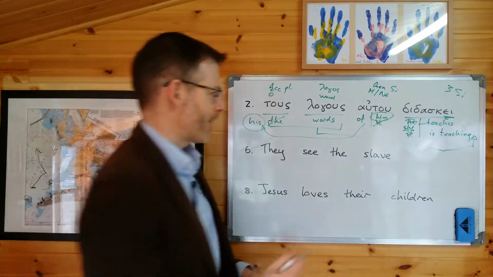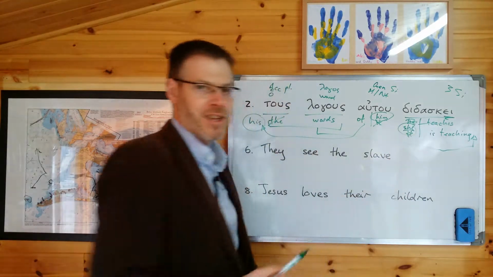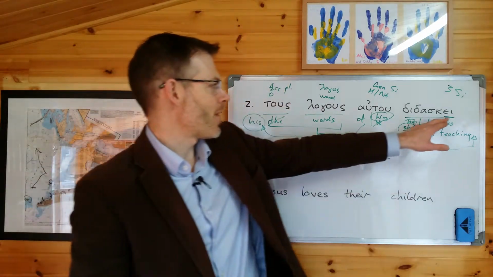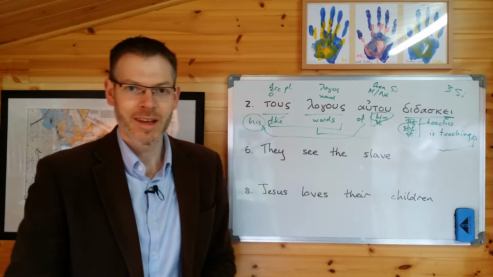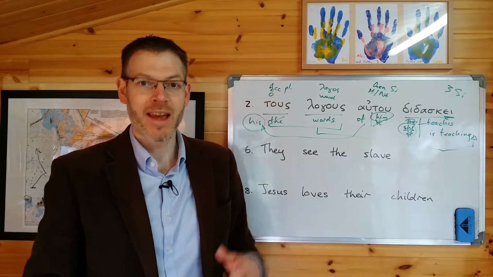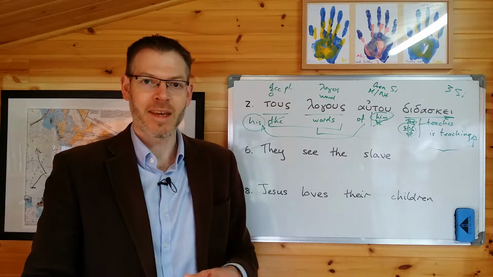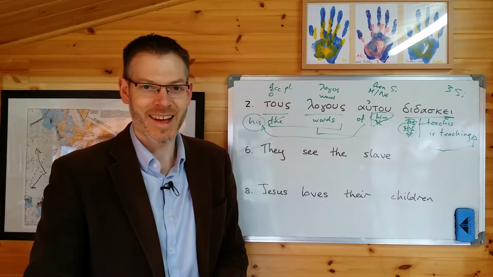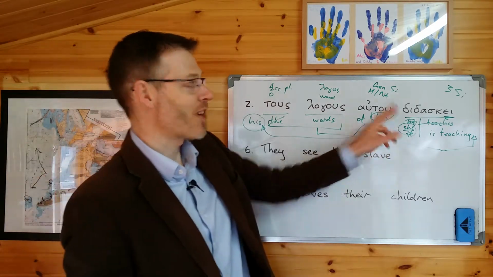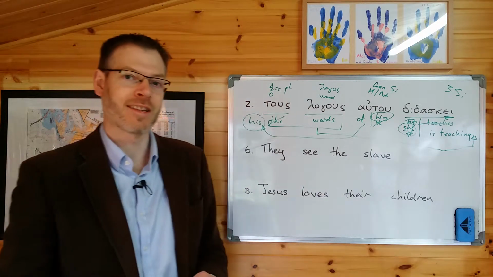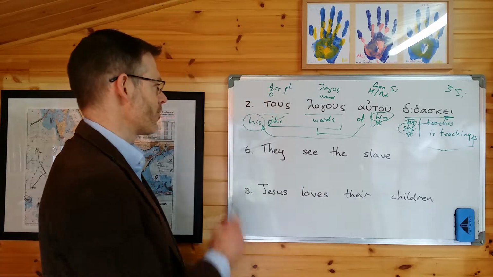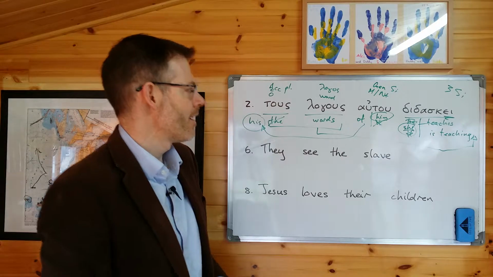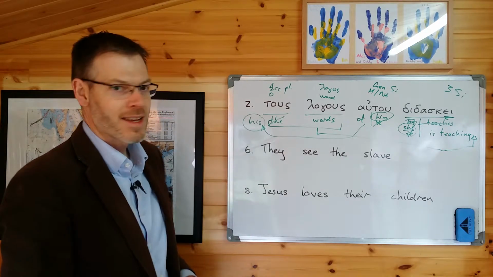And I think he's plumped for that feminine subject just to remind you that when you have the verb on its own, there's no guarantee that it will be he is teaching. It could be it, and it could be she. So well done, Jeremy Duff. Thanks for that reminder that there's no way of telling the gender of the subject from the verb. You can only tell the number. Okay, so tous logous autou didaske. She is teaching his words.